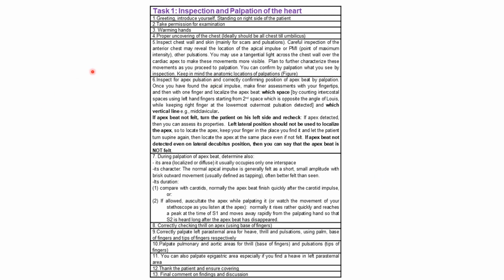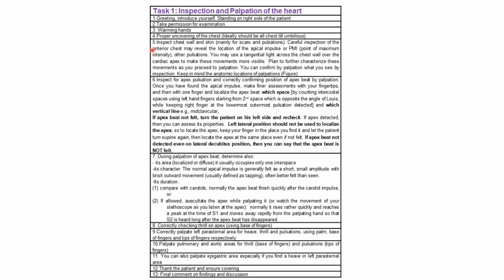I know that this may appear like a very busy slide, but let's talk about what are the steps we need to do if we are asked to inspect and palpate the heart, and then we will talk about them one by one. Of course, if you have a patient, you have to greet the patient, introduce yourself, stand on the right side of the patient, take permission for examination, warm your hands, and uncover the patient. And then the first thing is inspection. In cardiology, usually we do inspection and we confirm by palpation if needed. We don't do inspection separately and finish all its aspects, then palpation and finish its aspects.